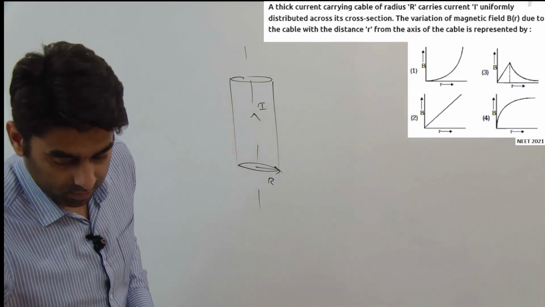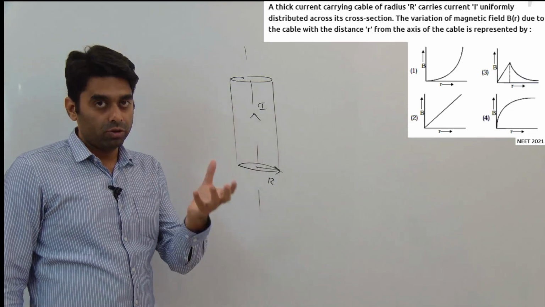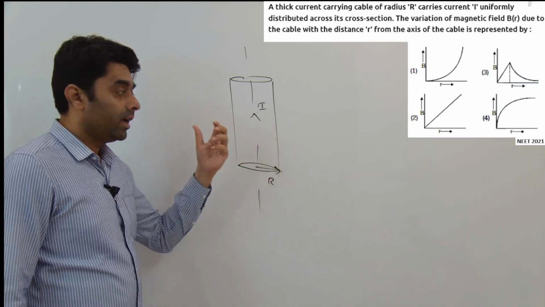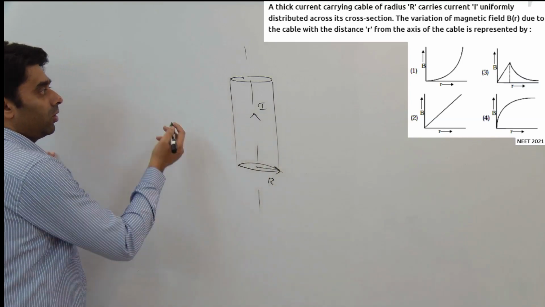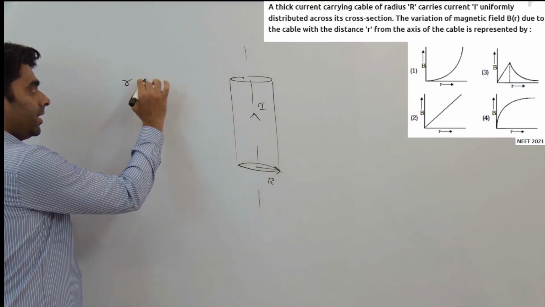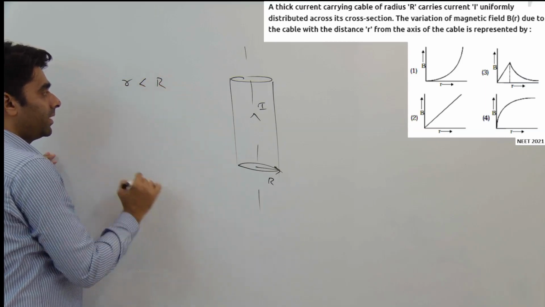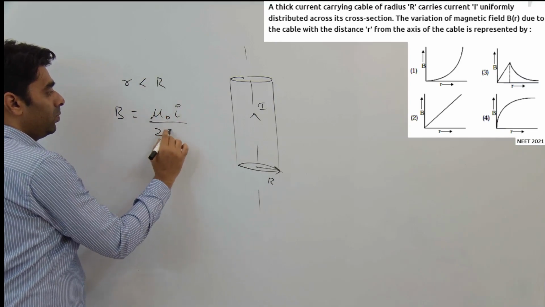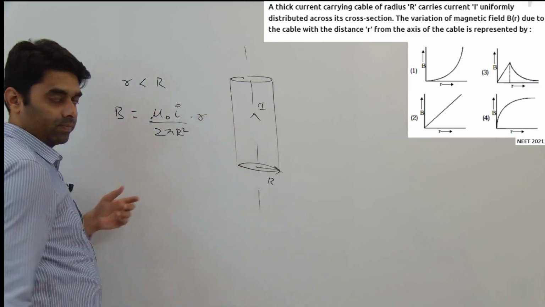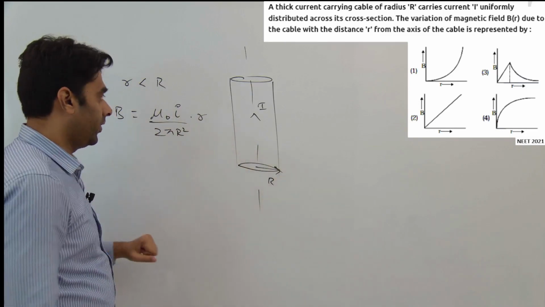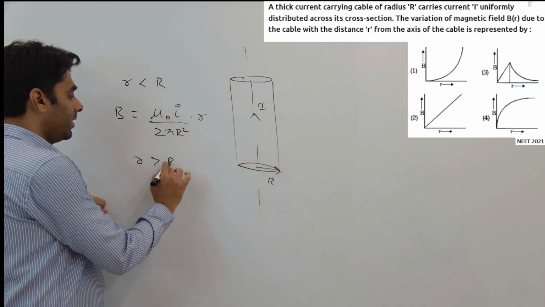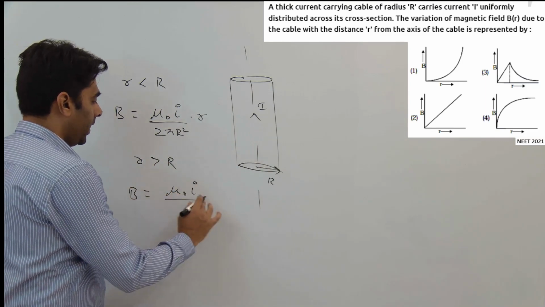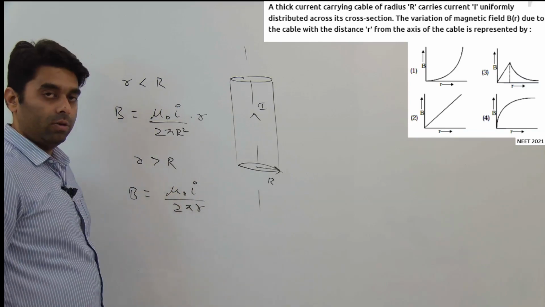Now over here, this is something whose results we should know. The results of magnetic field due to a cylindrical wire for inside points are derived using Ampere's law. For inside points, that means when r is less than capital R, magnetic field is given as mu naught I by 2 pi R square into small r. This is the result for inside points. For outside points, that is r greater than capital R, magnetic field is given as mu naught I by 2 pi r.